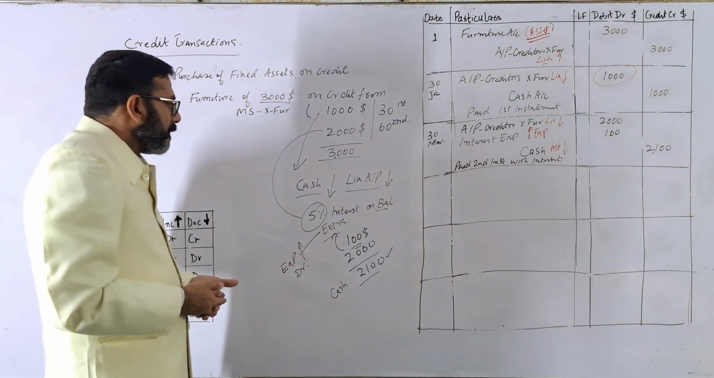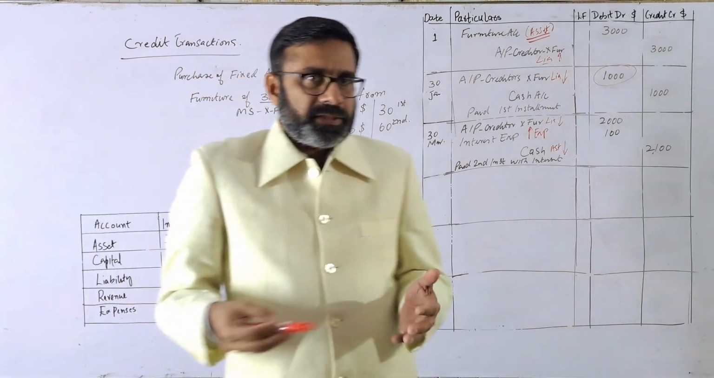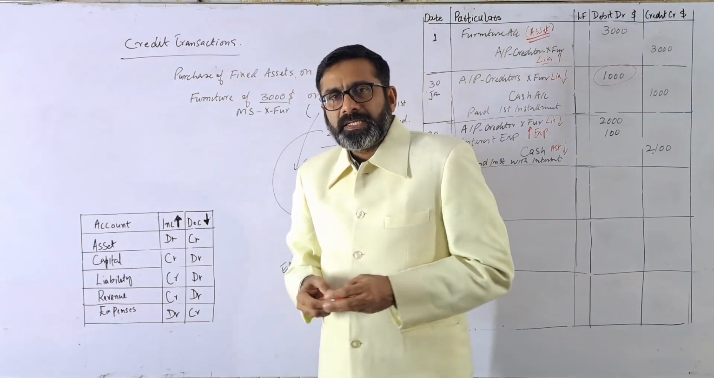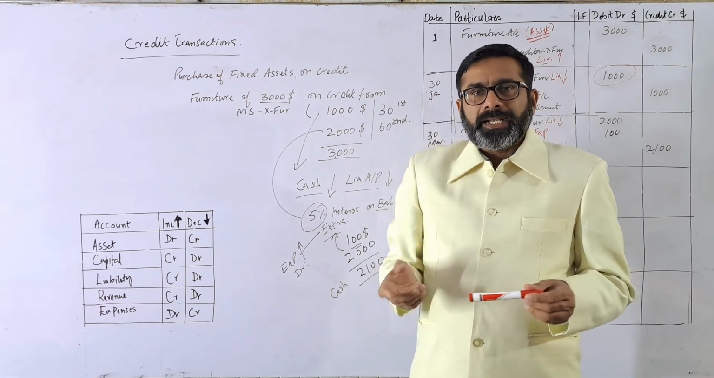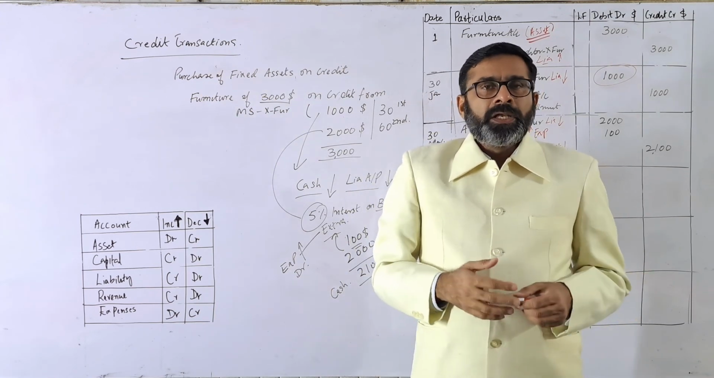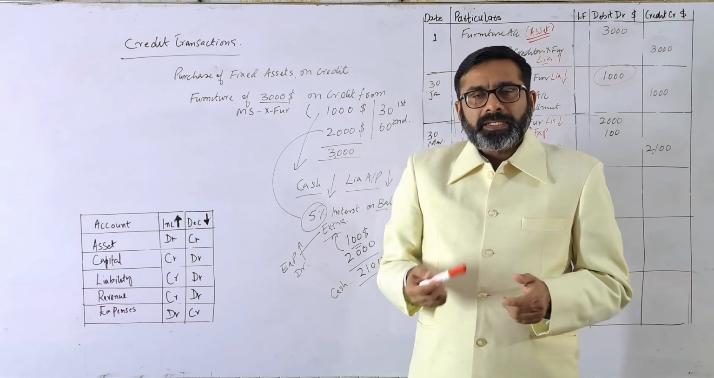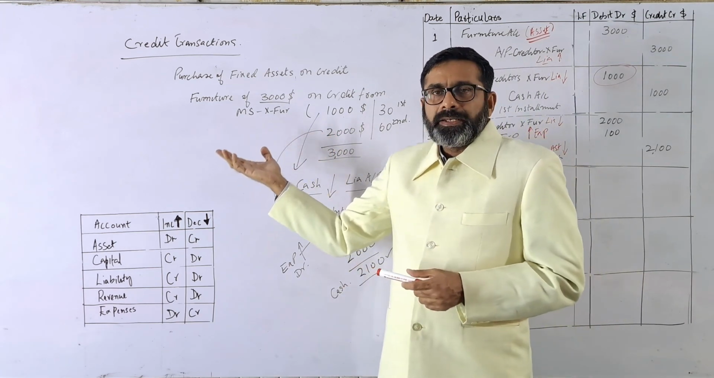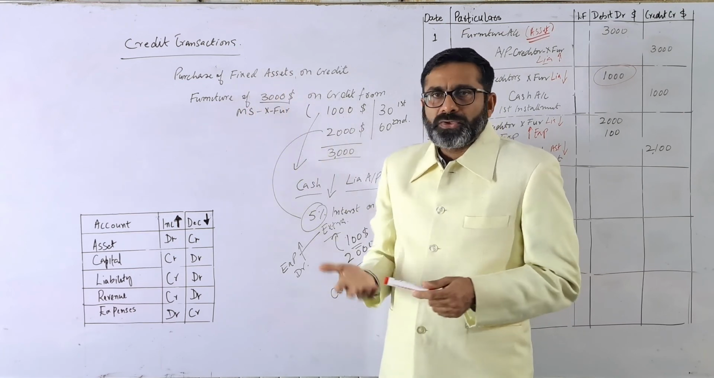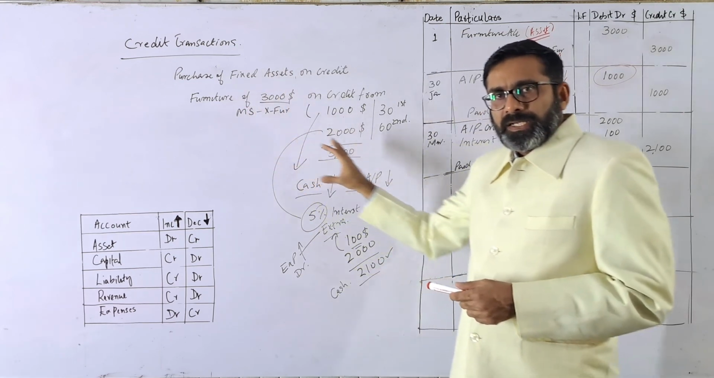I hope you have understood the transactions today. First we discussed the credit sales transactions. Then we discussed goods purchased on a credit basis. And now in the third one we have discussed the purchase of fixed assets on a credit basis, but with interest.